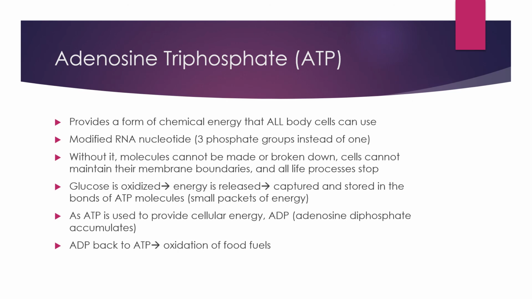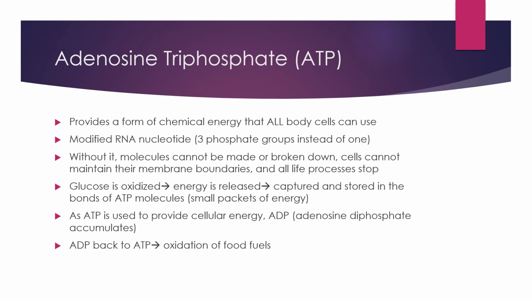Adenosine triphosphate, ATP. So this is pretty important to just your body cell and your body functioning. It has been mentioned a few times in this lecture and in your text prior to me really explaining what it is. It provides a form of chemical energy that all body cells can use, and it's a modified RNA nucleotide, which is why it's grouped with the nucleic acids. It has 3 phosphate groups instead of 1, triphosphate. Without it, molecules cannot be made or broken, cells cannot maintain their cell membrane boundaries, and all life processes stop.